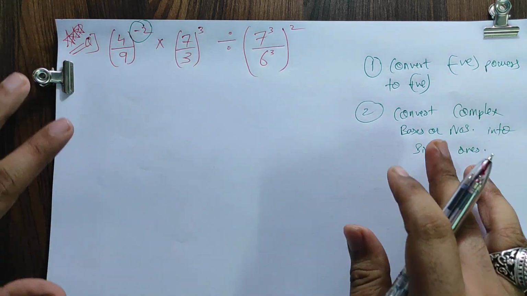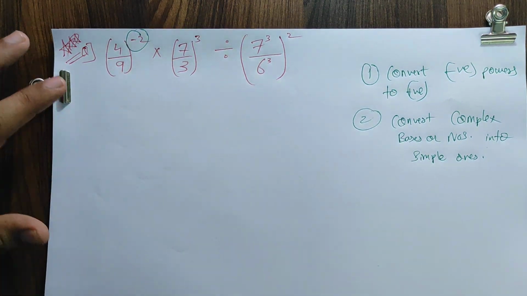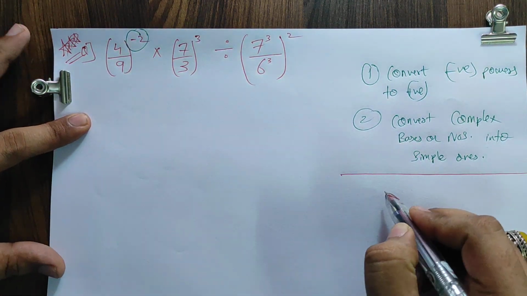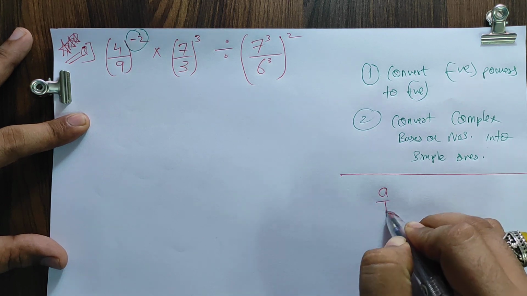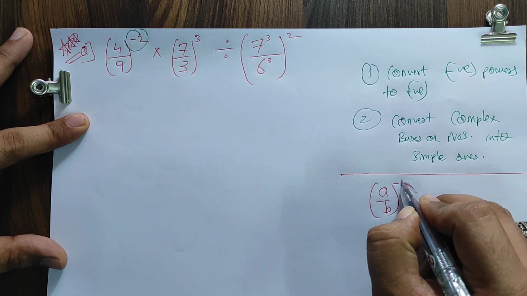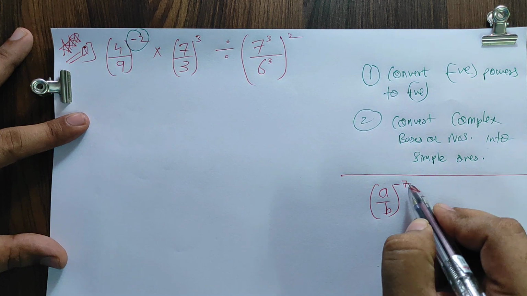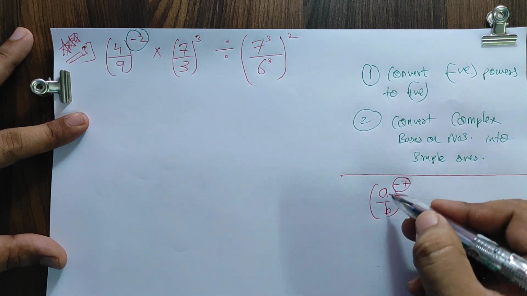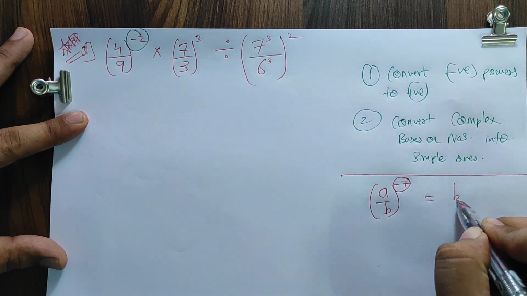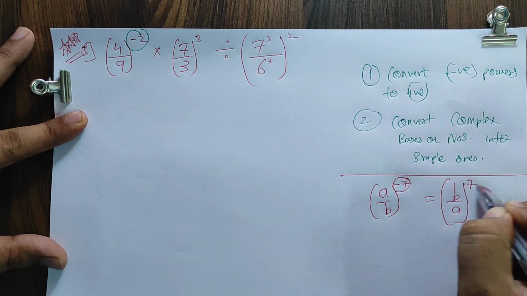What do I mean by it? I'll explain it when I come to this step. Okay, the very first thing: whenever we have, suppose, a upon b the whole raised to minus 7, I need to convert this negative power into positive, so I'll just have to reciprocate it. I just have to write it as b upon a the whole raised to 7.